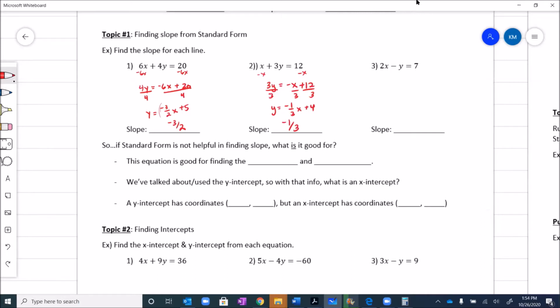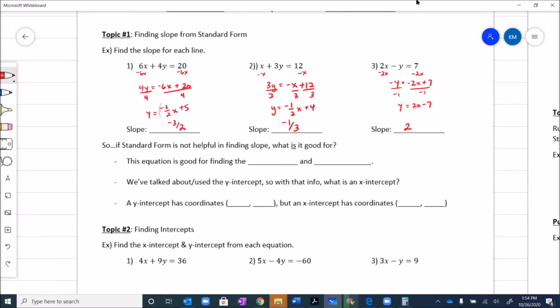And then number 3, subtracting 2x from both sides, I get negative y equals negative 2x plus 7. Okay, y is still not by itself. Remember, this was a negative y, so I need to make sure I either divide or multiply by negative 1. Y equals 2x minus 7. Okay, and my slope is the number in front of x. In this case, that's 2.